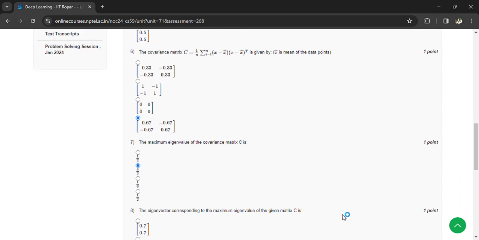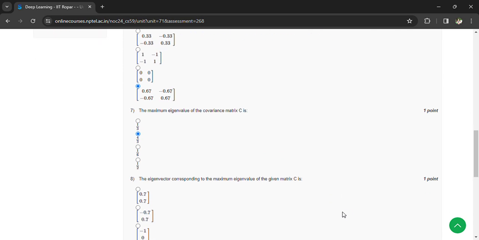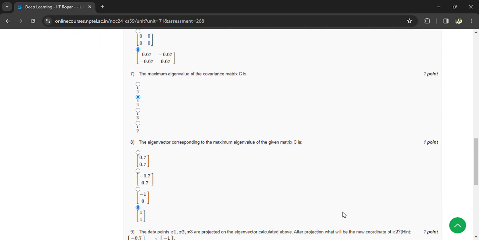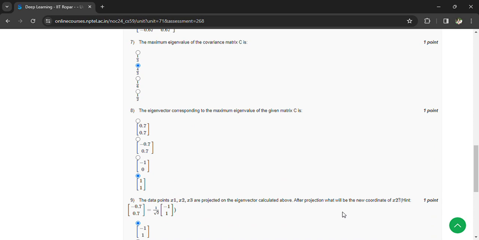The maximum eigenvalue of the covariance matrix C is 4 by 3. The eigenvector corresponding to the maximum eigenvalue of the given matrix C is 1, 1. The data points x1, x2, x3 are projected onto the eigenvector calculated above. After projection, what will be the new coordinate of x2?